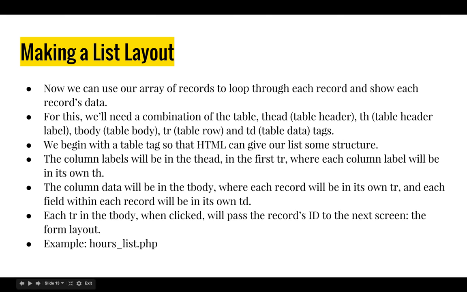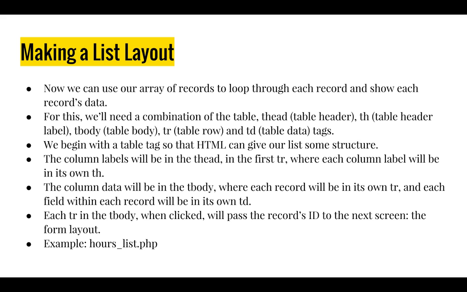So now we use our array of records to loop through each record and show each record's data. For this, we'll need a combination of the table, thead or table header, th or table header label, tbody or table body, tr or table row, and td or table data tags. We begin with a table tag so that HTML can give our list some structure. The column labels are going to be in the thead in the first tr or table row, where each column label will be in its own th. The column data will be in the tbody, where each record will be in its own tr, and each field within each record will be in its own td.